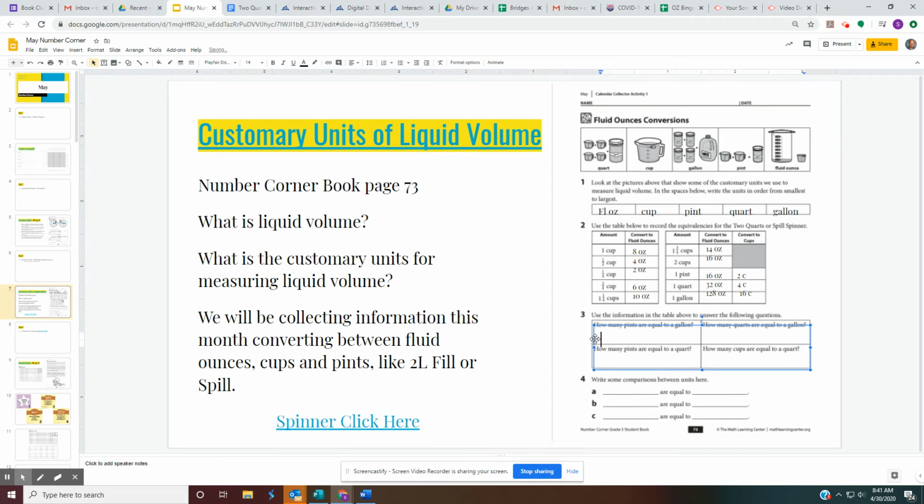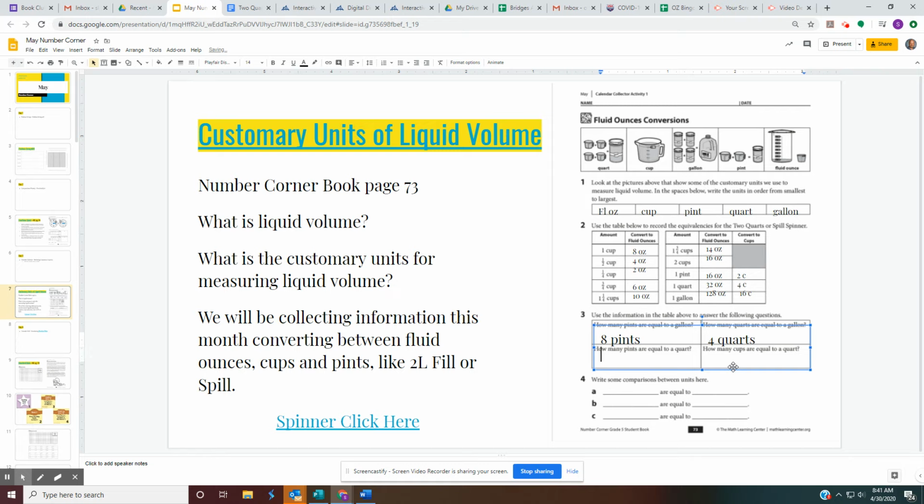All right, welcome back. So it says, how many pints are equal to a gallon? That's an interesting question because I have 2 pints in a quart, right? And I have 4 quarts in a gallon. So I just have to multiply 4 times 2, right? Which would equal 8 pints. As for every 2 pints is a quart. Good answer. Now, how many quarts are equal to a gallon? So I have that, and it is 4 quarts.